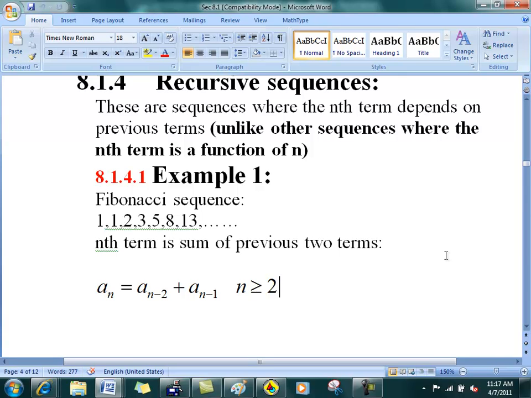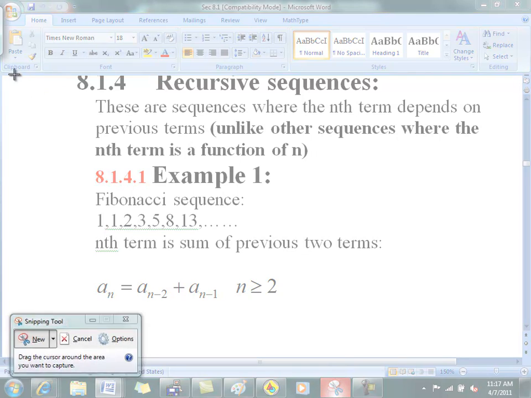Okay, so there's another way of writing a sequence, and that's called a recursive sequence. So take this definition down and then I'll go over it.